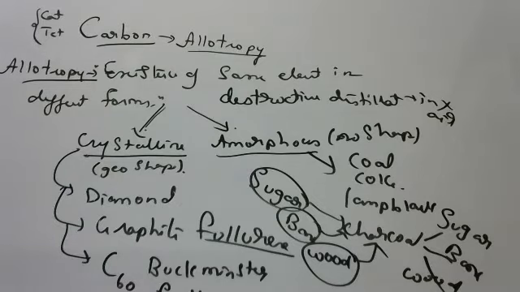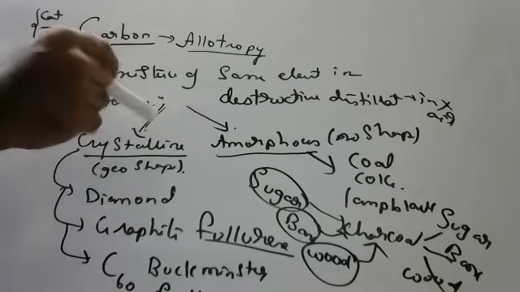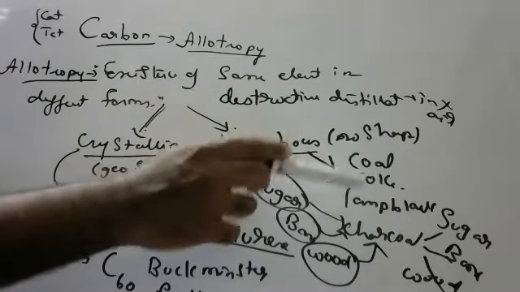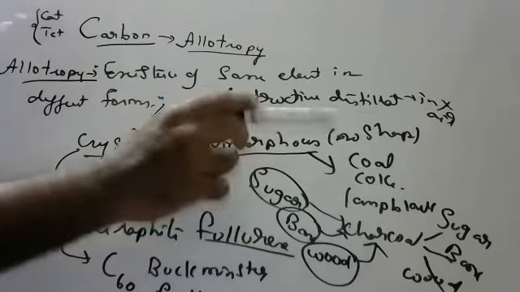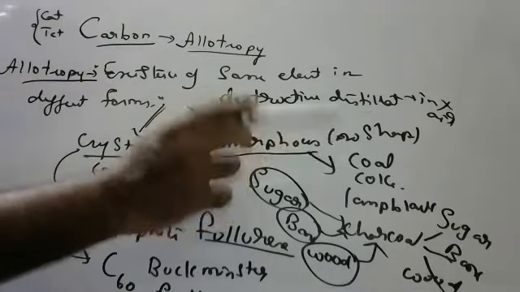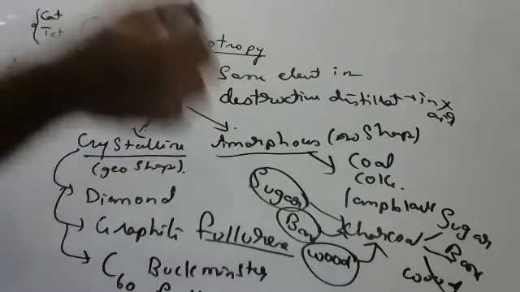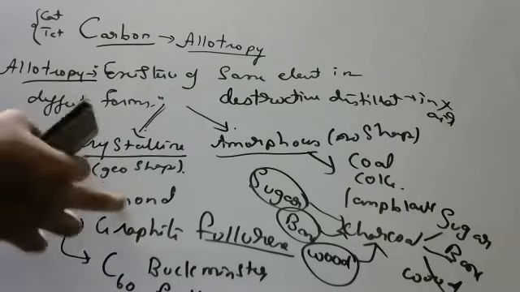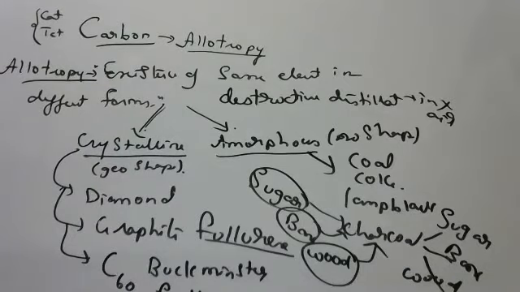So what is allotropy? Existence of the same element in different forms is called allotropy. Two forms are there: crystalline and amorphous. Crystalline forms are diamond, graphite, and fullerene. Amorphous forms are coal, coke, lampblack, charcoal, tar, wood charcoal. So many things are there. All of them are different allotropic forms of carbon. You should be in a position to identify the allotropes. Our question which the 10th boards regularly ask is: what is the difference between diamond and graphite?